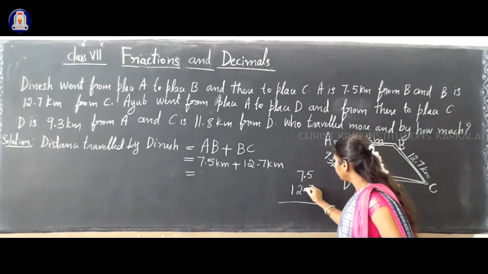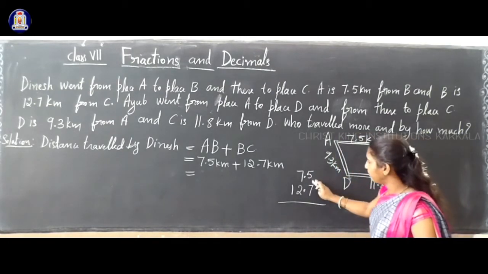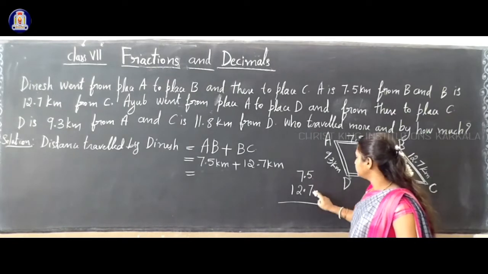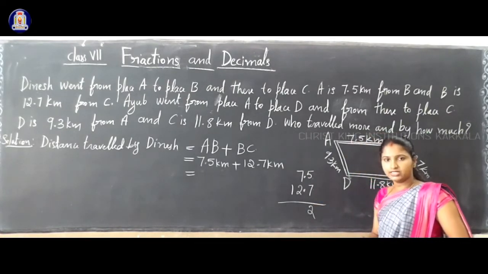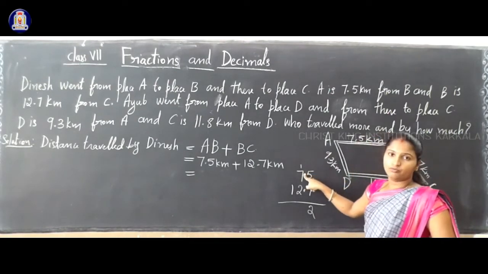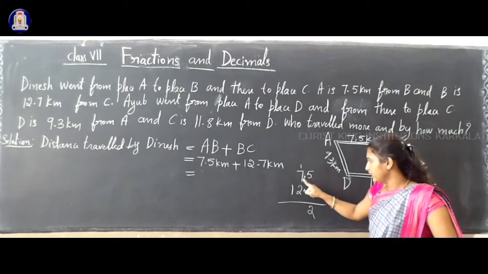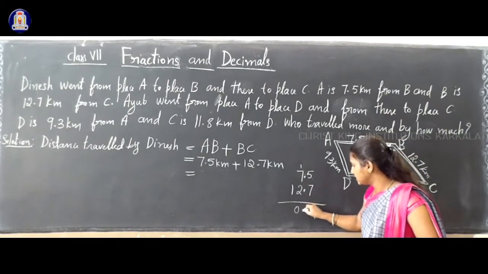7.5 and 12.7. So how to add 5 plus 7? 5 plus 7, 12. So the remaining 1 you will add here. 1 plus 7, 8. 8 plus 2, 10. Correct? The decimal point comes right as it is.